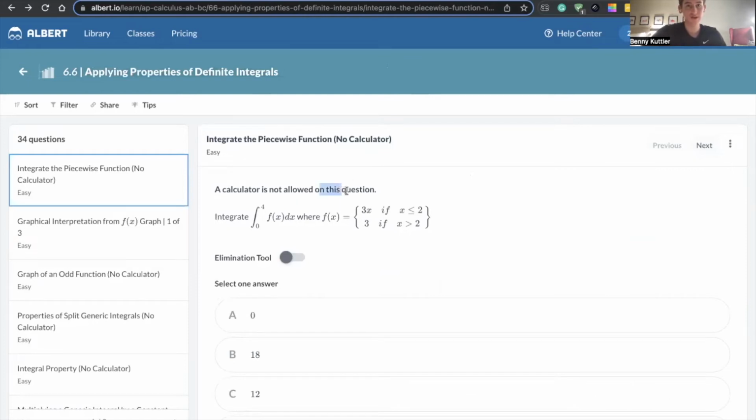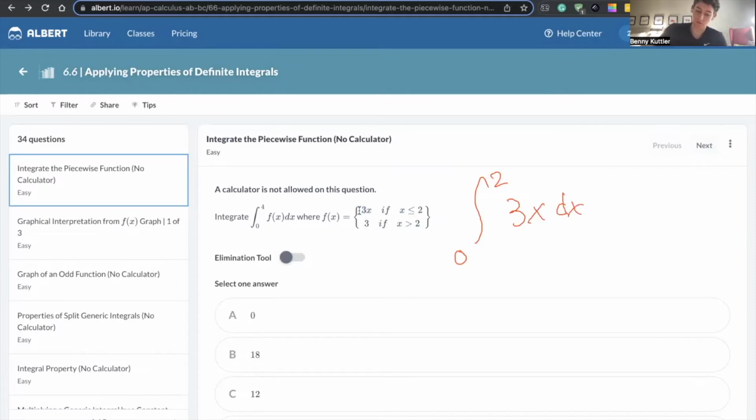So now this is a piecewise function. How can we do this? Now we can think of doing this piecewise function by splitting it up into two intervals. So we're finding the integral between 0 and 4, and this piecewise function separates at x equals 2. So we can do the integral from 0 to 2, or when x is less than or equal to 2, of 3x dx, because that's this function right here.